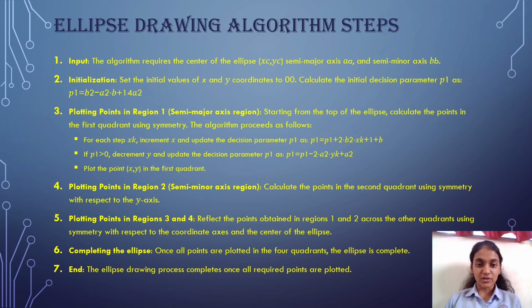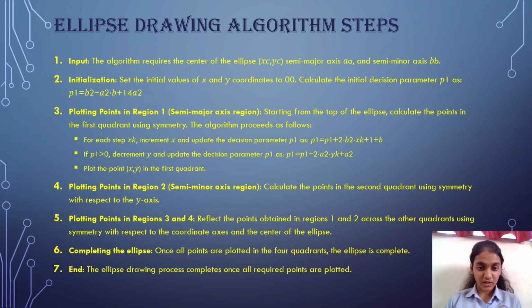Plotting points in region 1. Starting from the top of the ellipse, calculate the points in the first quadrant using symmetry. The algorithm proceeds as follows. For each step xk, increment x and update the decision parameter p1 as p1 equal to p1 plus 2 into b squared into xk plus 1 plus b squared. If p1 is greater than 0, decrement y and update the decision parameter p1 as p1 equal to p1 minus 2 into a squared into yk plus a squared. Plot the point x and y in the first quadrant.